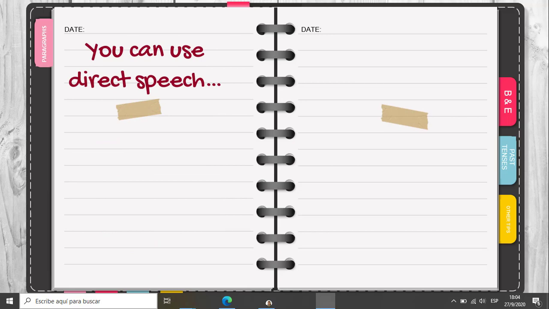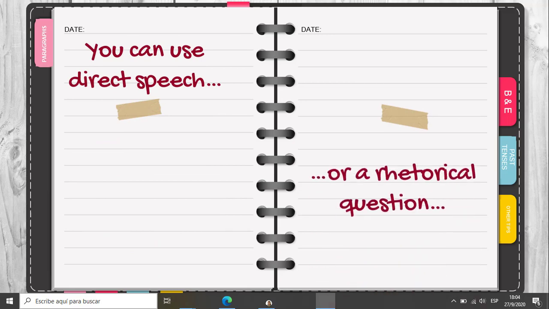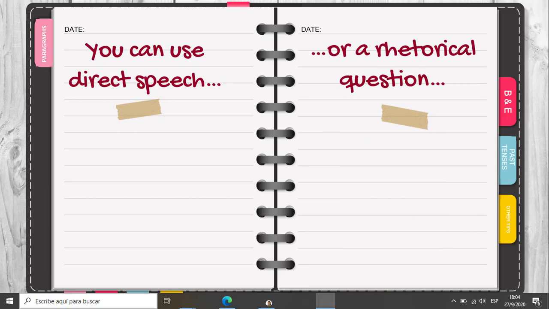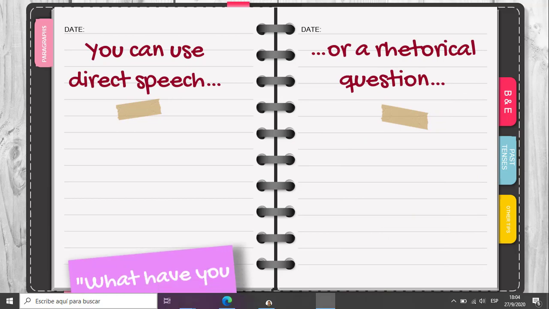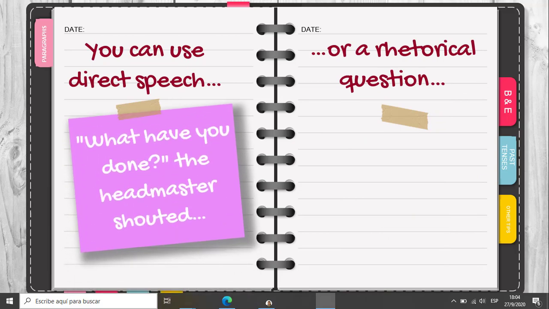You can also use direct speech or a rhetorical question. Direct speech is when you write what somebody else has actually said. For example, "What have you done?" the headmaster shouted. You write that between speech marks.